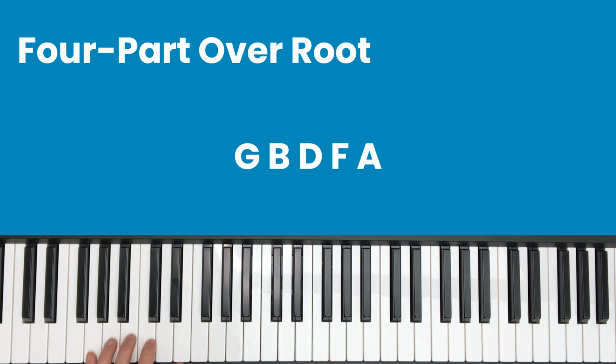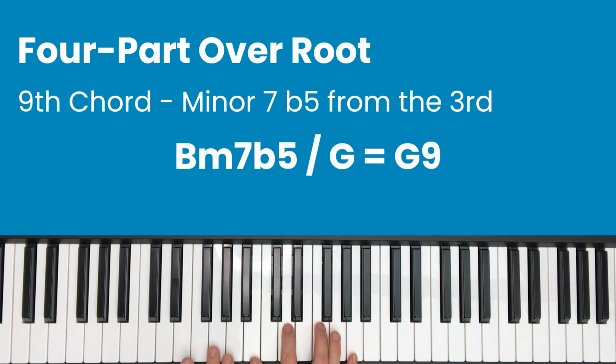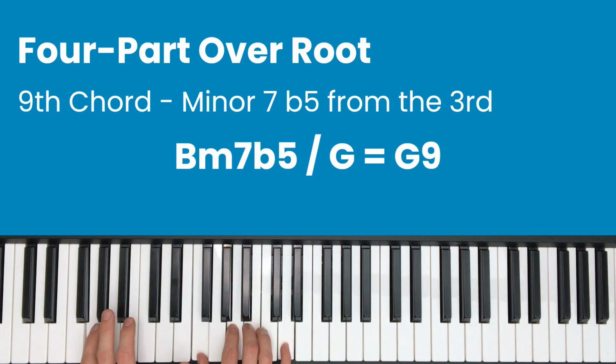Okay, and we are going to play a minor 7 flat 5 built from the third. So what does that look like? There's our third, B minor 7 flat 5. You can also work it out by just looking at the chord, playing the root an octave lower, and that's what we're left with. So we know that if we play B minor 7 flat 5 over G, that'll give us our lovely G9 sound.